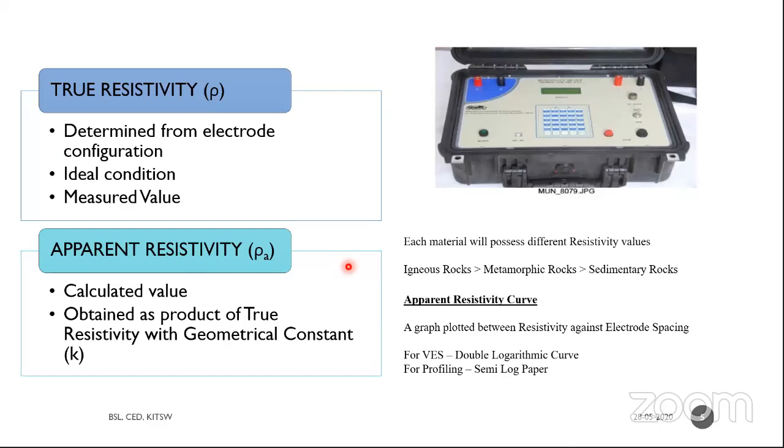We'll see that. You can see here, rock is a very bad conductor of electricity, possessing a very high resistivity value. If you see this trend, igneous rocks will have high resistivity compared to metamorphic rock, and compared to sedimentary rocks.